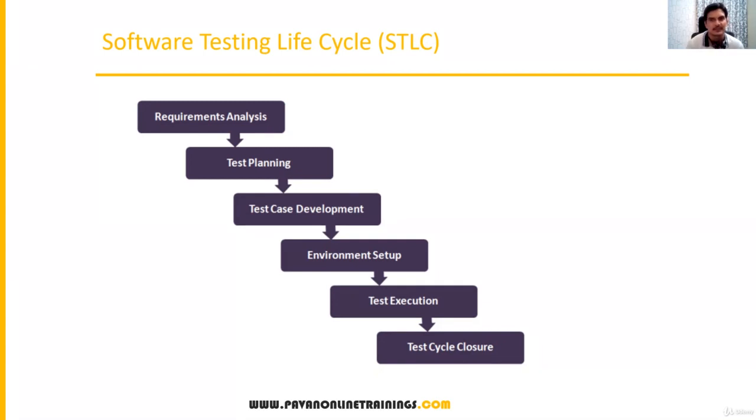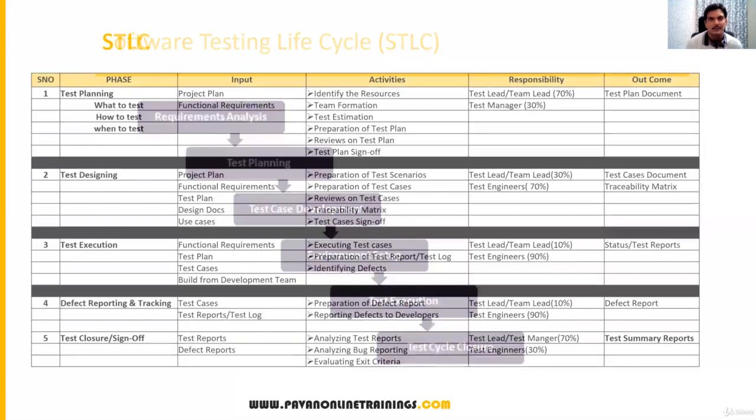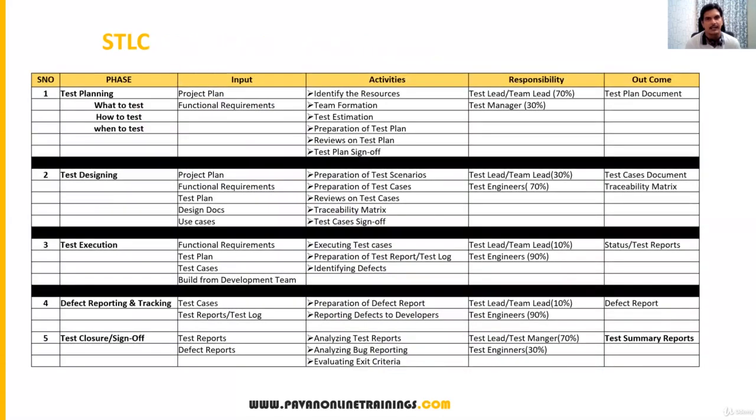So totally 6 phases: requirement analysis, planning, test case design or development, environment setup, test execution, test cycle closure. So these are the different phases involved in the software testing life cycle. Now we will see step by step each and every activity.